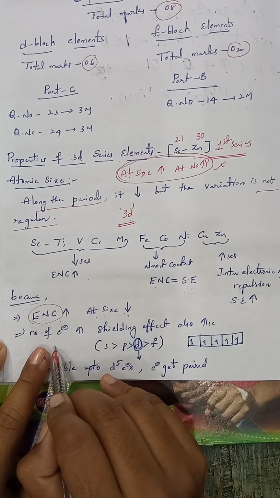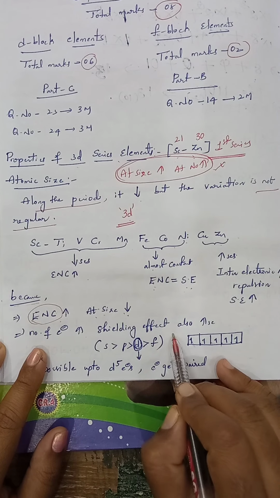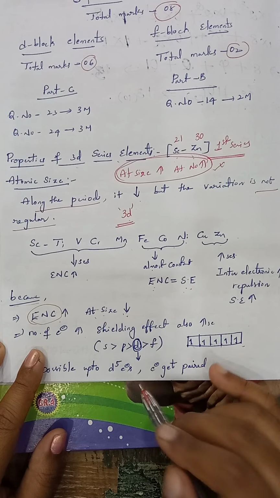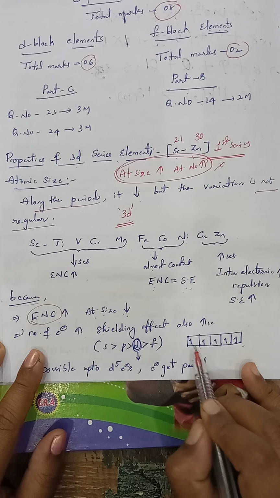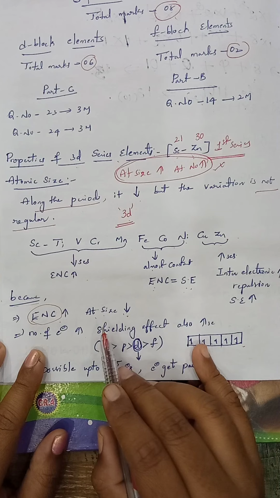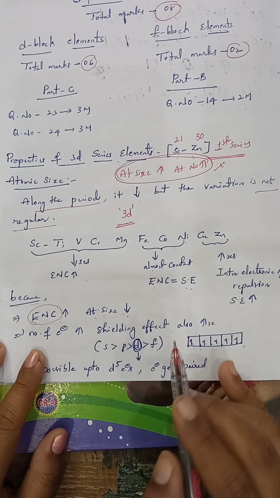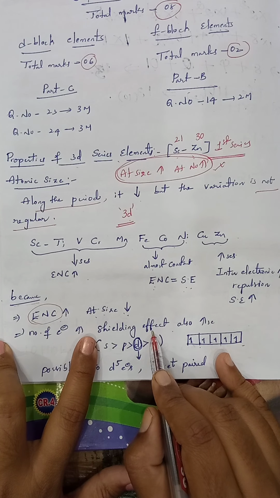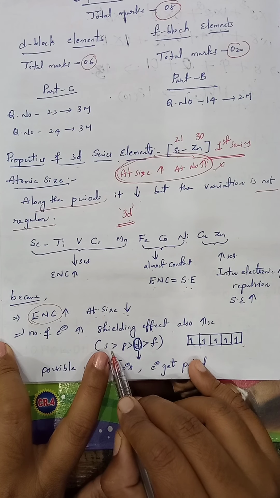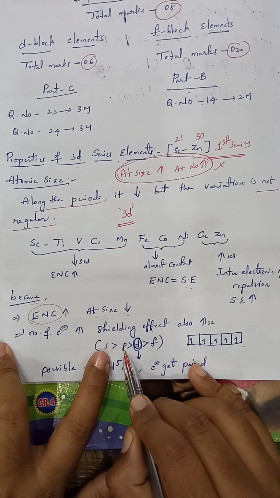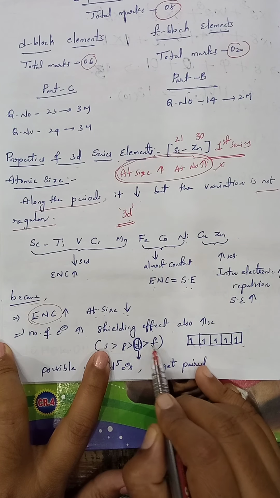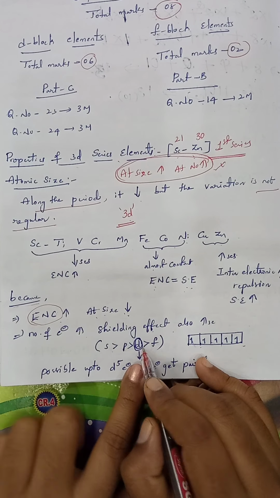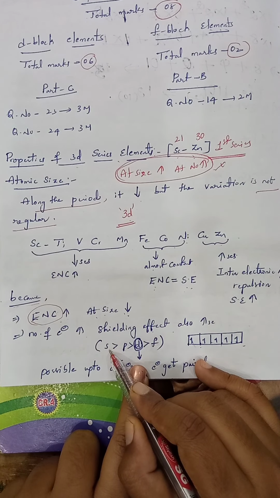Understand? See, as the number of electrons increases, the shielding effect also increases. Till 5 electrons, only 5 electrons will be present. Once the number of electrons in the d orbital increases, like 6, 7, 8, 9, 10, the shielding effect also increases. The s orbital has more shielding effect than the p orbital, than the d orbital, than the f orbital. That means d orbitals have less shielding effect than the s orbital.